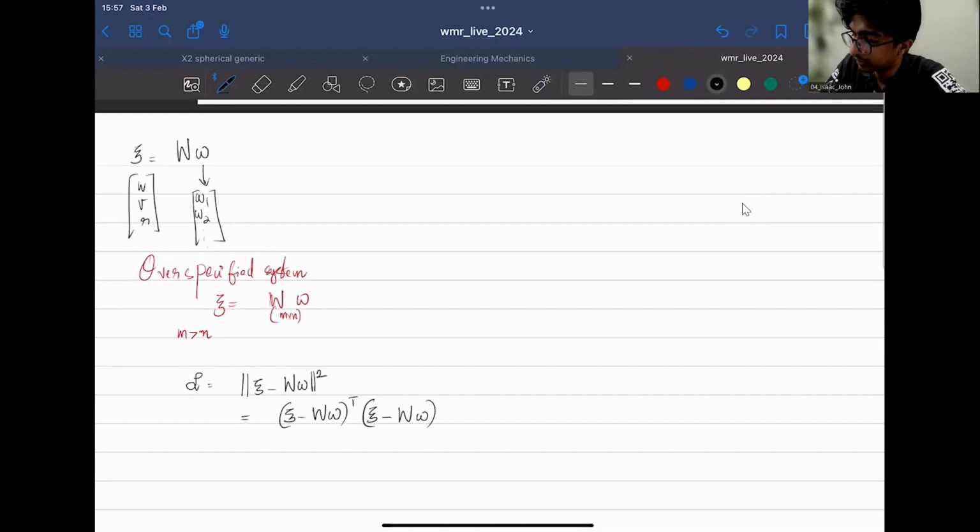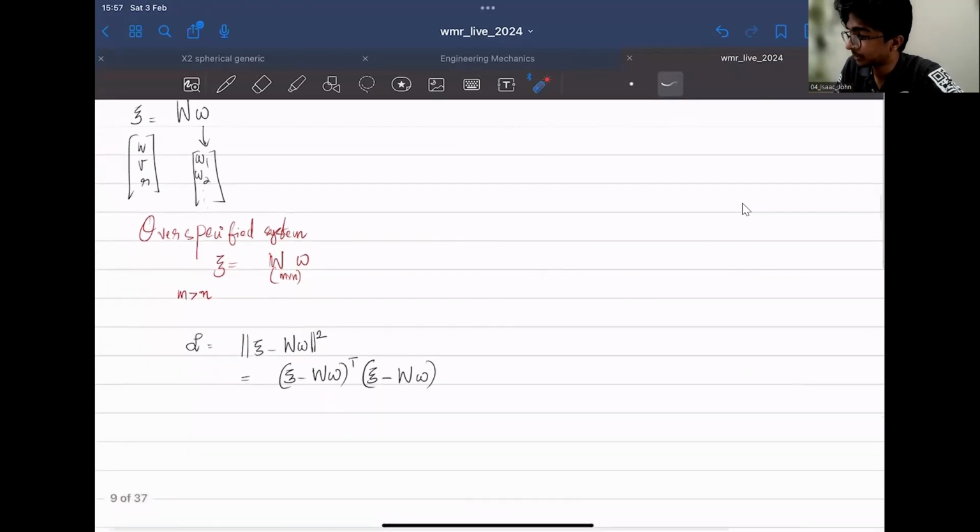So if you are still confused, I can simply give you this. The order of this would be 1 cross 3, and this would be 3 cross 1. So the total order would be 1 cross 1. So this is nothing but a scalar that is equivalent to this expression. That is nothing but the least square error.